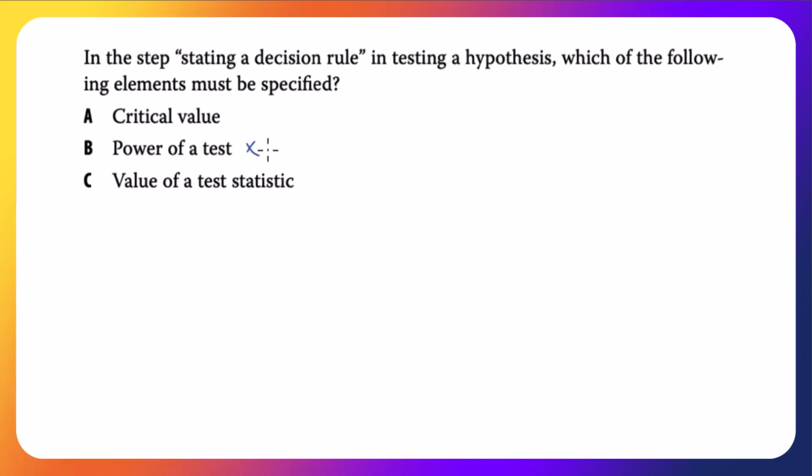So step 4 is to state the decision rule. Step 5 is collect data and calculate the test statistic. Well, here's the value of the test statistic. That is step 5. We can get rid of that. We would specify the critical value in the decision rule. Reject H naught if test statistic is greater or less than this critical value.